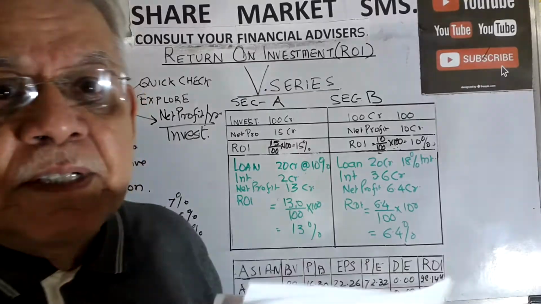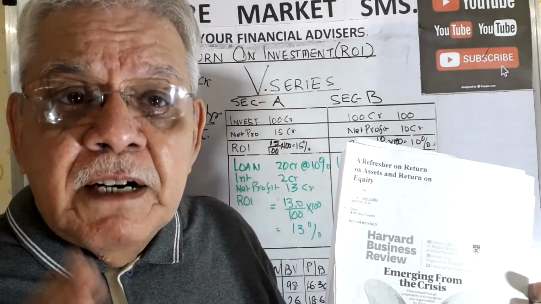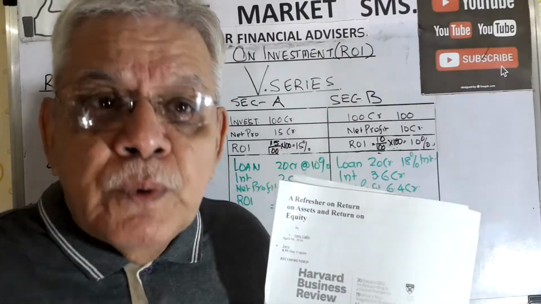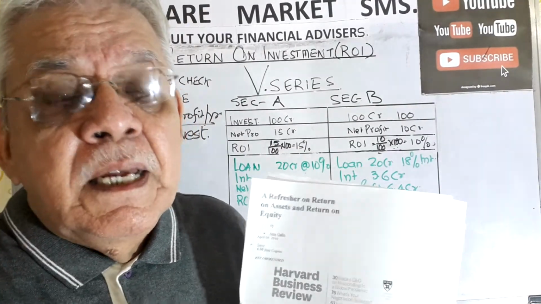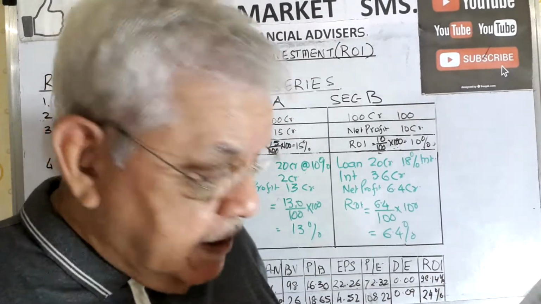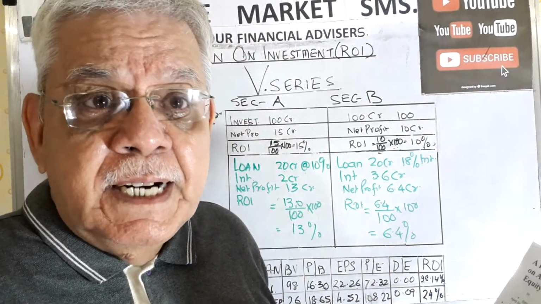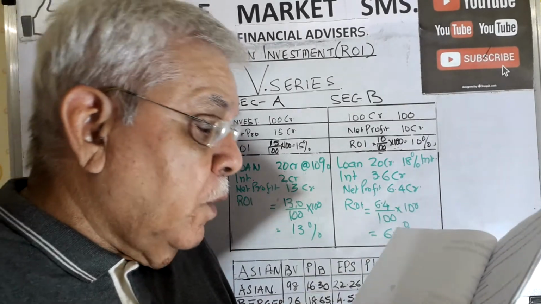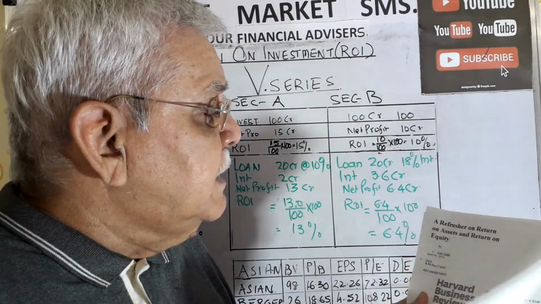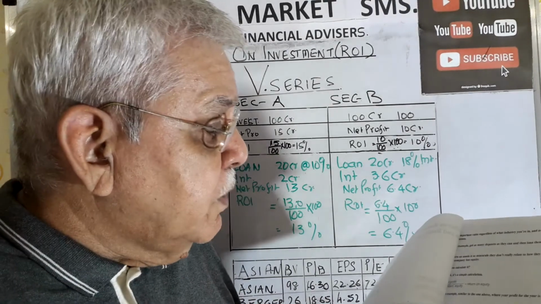Friends, here I have got a research report of Harvard Business Review. This Harvard Business Review magazine is the last word in management studies, especially in economics. The report is dated 4th April 2016, and the issue is July and August. That means this month, this is the latest issue. In this issue, the author has given some refresher on return on assets and return on equity. On both the parameters we will be checking in the subsequent video.